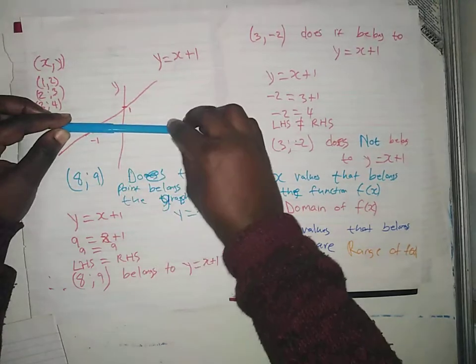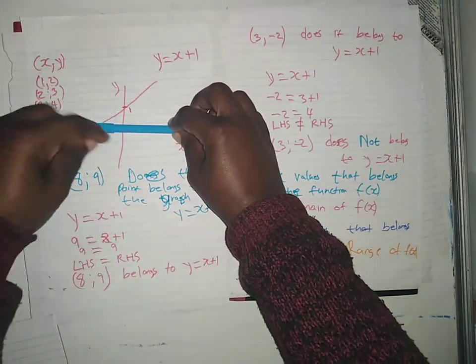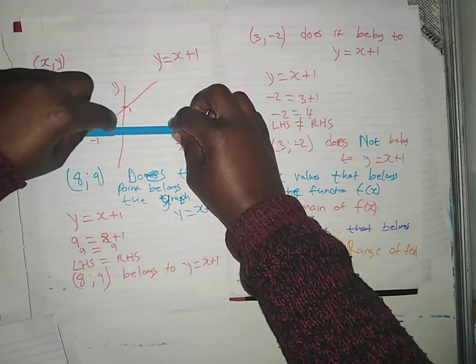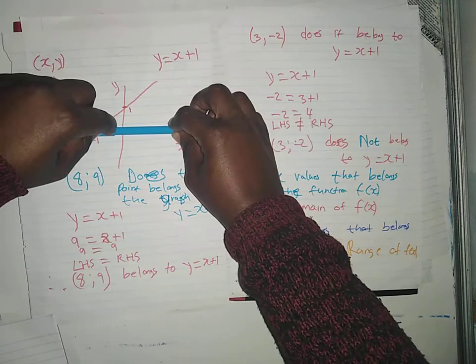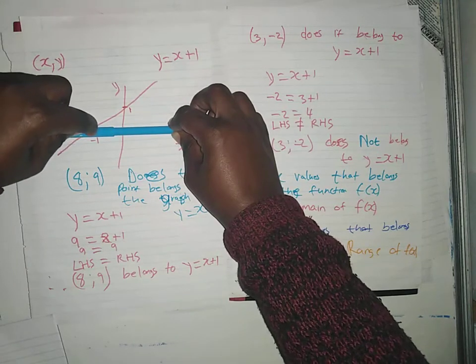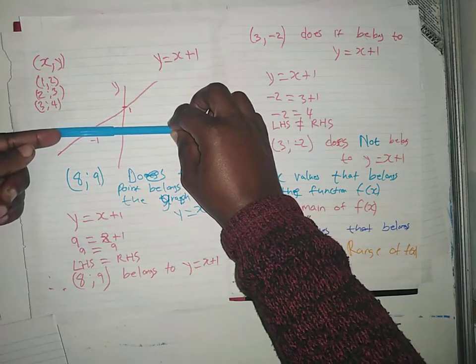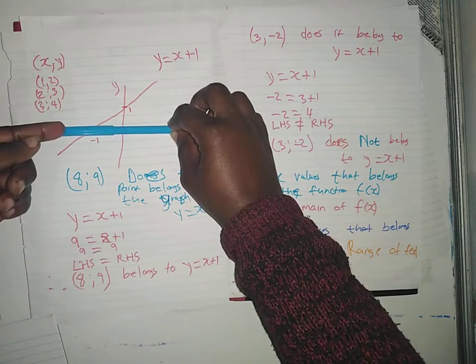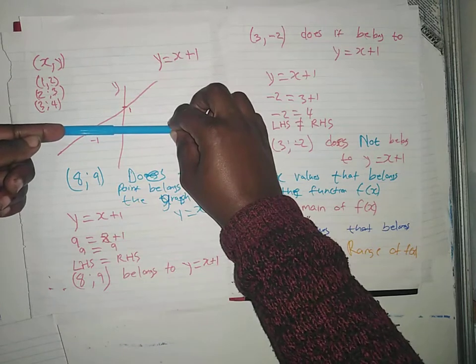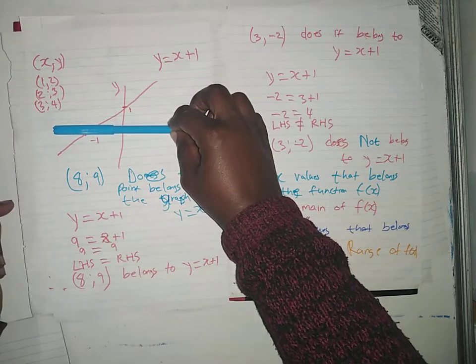And then let's look at this one. -1. If I take -1 towards the graph, it will definitely touch it. If I take -2 towards the graph, it will touch it. -10, if you take them toward the graph, but this time around the graph is below, so you take them down, it will touch the graph.